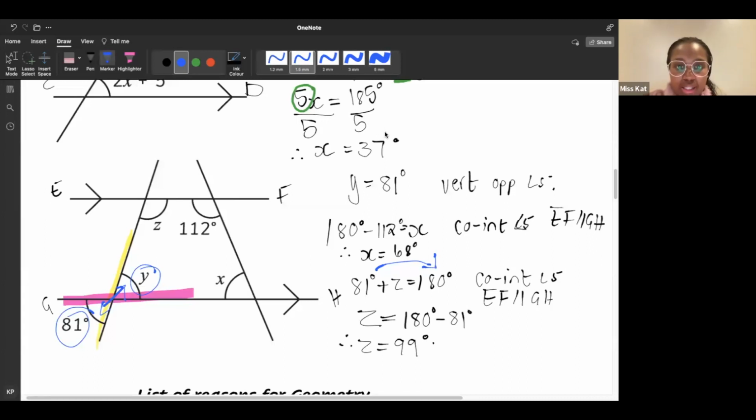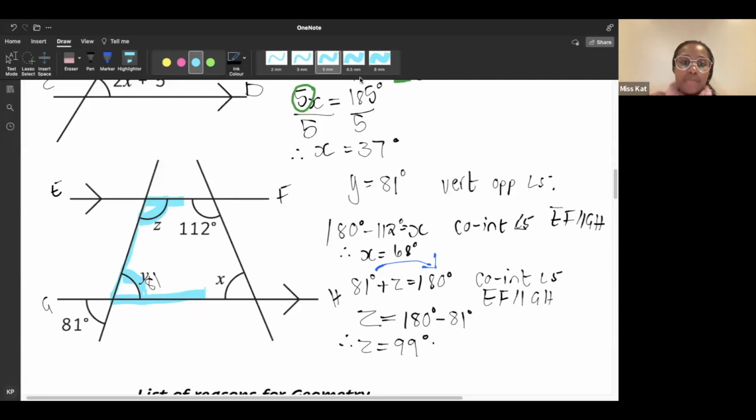I see another question: how did you get 81 plus z? They are co-interior angles. We said y is 81, we just solved it. So if y is 81, where's our z? It is over there. Then these two angles, the z plus the 81 from y, will equal 180 degrees.